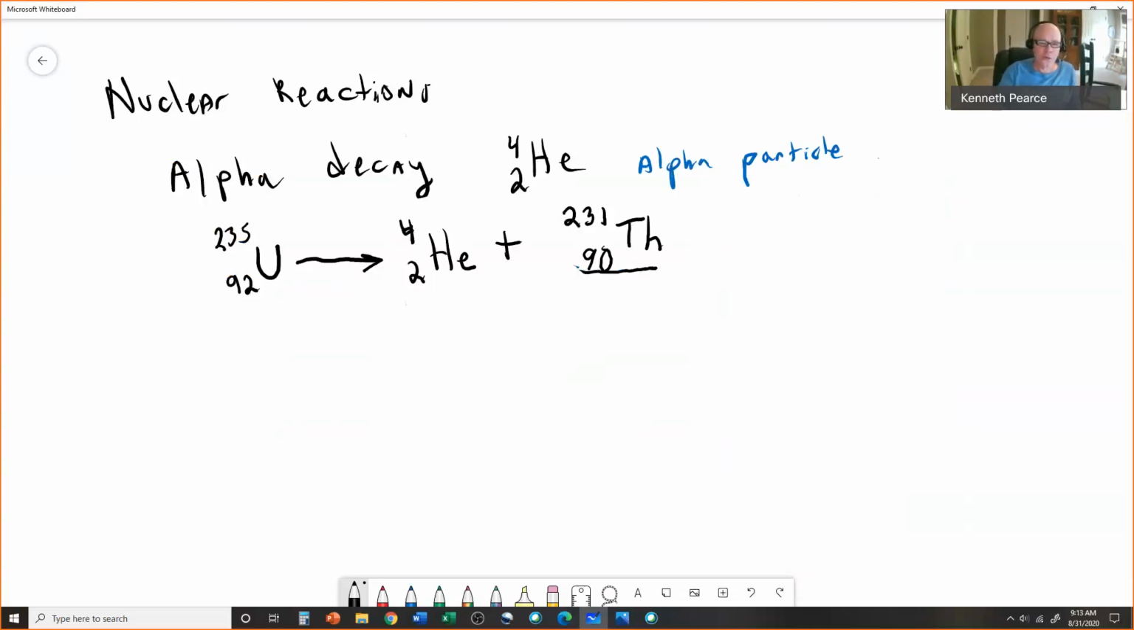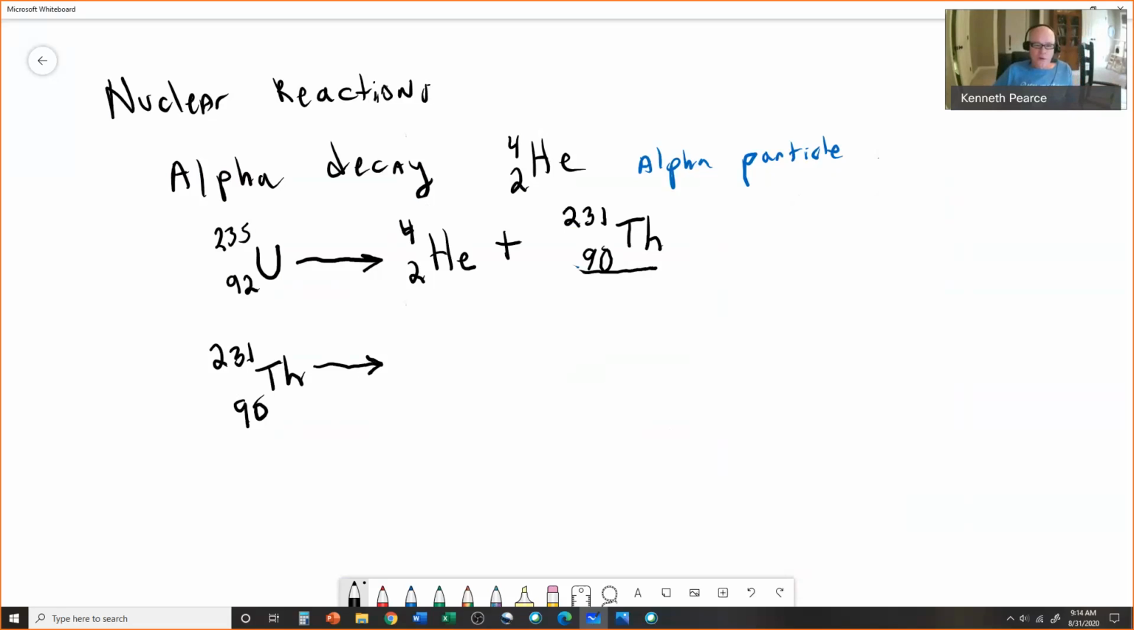Now we can take that thorium-231 and do another alpha decay if we want. So let's do an alpha decay of the thorium-231. Keep in mind, these elements that we have in these reactions may or may not be naturally occurring. Uranium-235 is naturally occurring. But if you look on the periodic table, uranium is 238 for the weighted average of all the isotopes. So don't go by what it says on the periodic table.